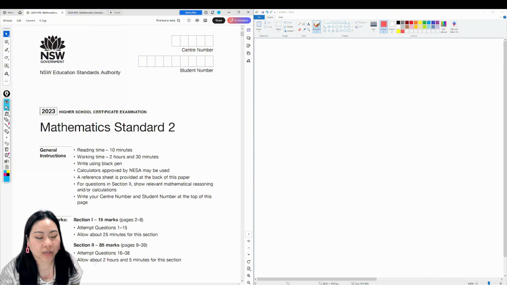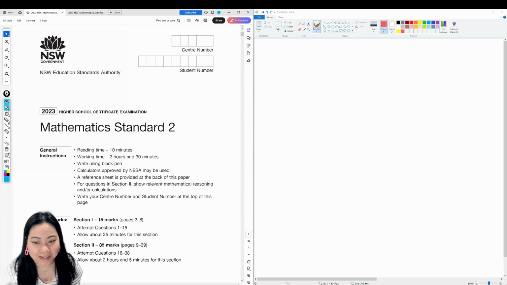So I'm thinking of putting everything into the one place. It's covering every syllabus point, and you're only learning what you need and nothing more, nothing less. For today, I'll be going through the 2023 Mathematics Standard 2 HSC paper.